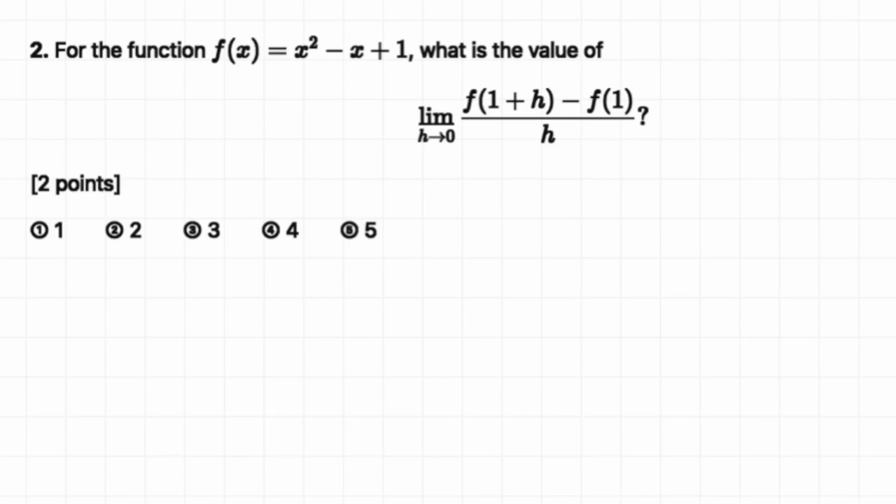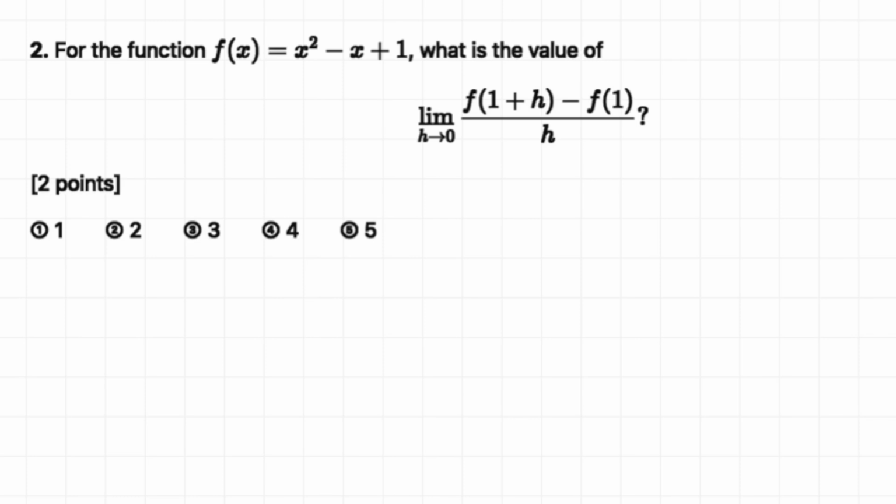Alright, let's move on to number 2. For the function f of x equals x squared minus x plus 1, what is the value of the limit as h approaches 0 of f of 1 plus h minus f of 1, over h? Basically, this is the definition of the derivative, right?